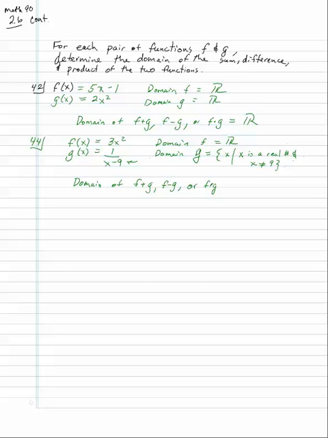So basically, we just see anything you throw out for f, you throw it out for the sum, difference, or the product, and anything you throw out for g. So anything you throw out for either one, you throw out for the sum, difference, or product. So x such that x is a real number and x cannot equal 9. So if f had a fraction in the bottom, you wouldn't allow 3, then you would throw out 3 and you would throw out 9.